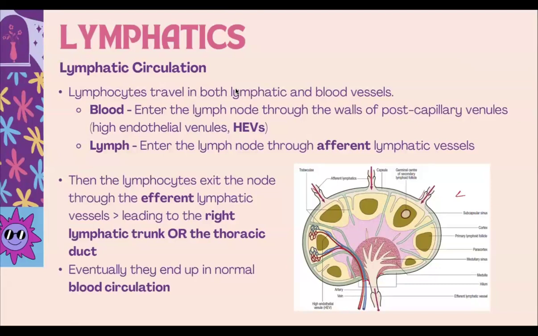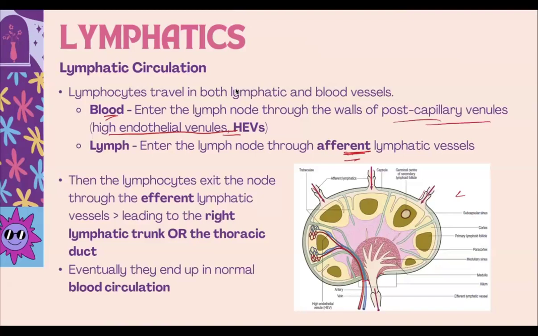So you can have the lymphocytes entering the lymph node from the efferent lymphatic vessel, or you can have them entering through the blood, through specifically high endothelial venules or post-capillary venules. We'll come into this as well. So yeah, they can enter through HEVs or efferent lymphatic vessels. This is how lymphocytes can enter the lymph node.